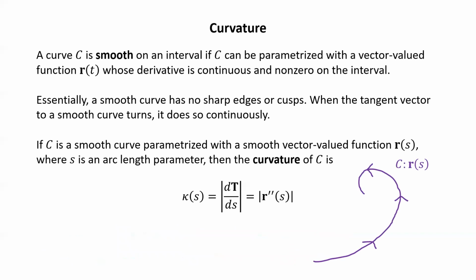Let's look at a picture of a typical curve C parametrized by R of S, just to understand geometrically what curvature means. Toward the bottom of the curve here, we would say that the curvature is relatively small because the curve is somewhat linear there. It's not curving too much. Whereas toward the top of the curve here, we have a larger curvature because we are curving quite a bit more than at the bottom of the curve.